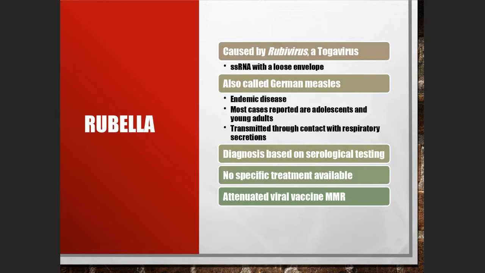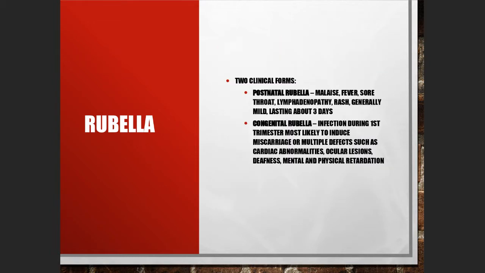Okay, the next one will be rubella. It's caused by rubiviruses, also known as German measles. So it's very similar to measles, but it's less dangerous. And the vaccination is going to be the same as the vaccination used for measles, mumps, and rubella. So the name of the vaccine is MMR, which is the mumps, measles, and rubella vaccine. It protects against three types of disease: mumps, measles, and rubella.